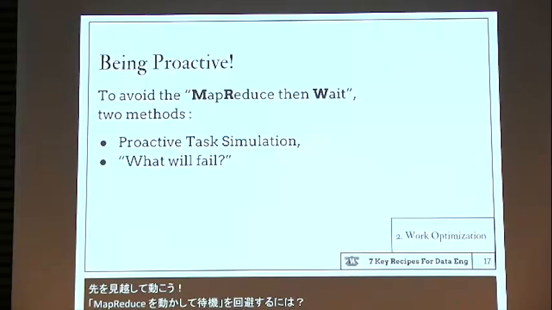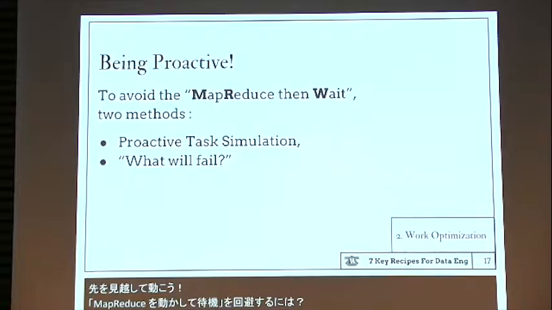I don't know if some of you have been doing Hadoop or big data technologies, but you spend a lot of time waiting after the reduce phase, waiting to have the result to perform the next task at the end. So there are two methods to solve that. The first one, which we use a lot, is proactive task simulation, and the other one is to be imaginative around failure.